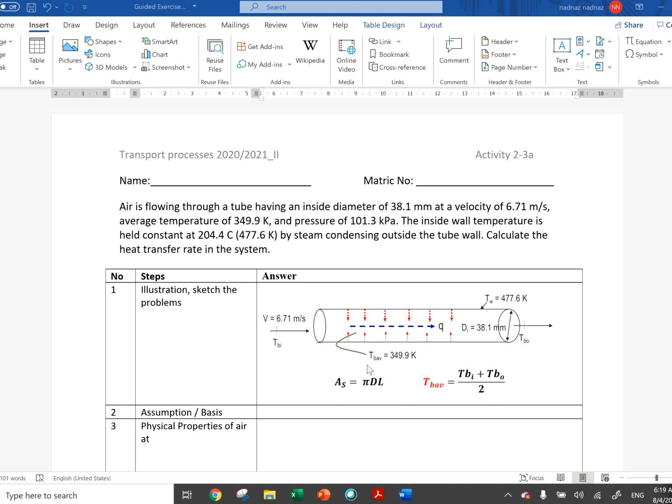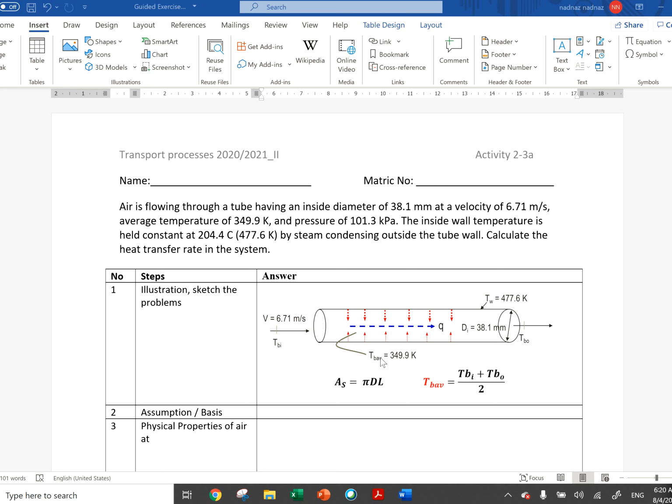And just to give you the definition, because we are given the average temperature of 349.9 Kelvin, the average temperature here is actually the temperature between the inlet bulk temperature, which is T_B,in, and also the outlet bulk temperature, which is T_B,out. In this case, of course, the inlet and outlet temperature of the bulk air is not given, but the average temperature is already given as 349.9 Kelvin. So no need to worry, because this is the temperature that you are going to need for your calculation.